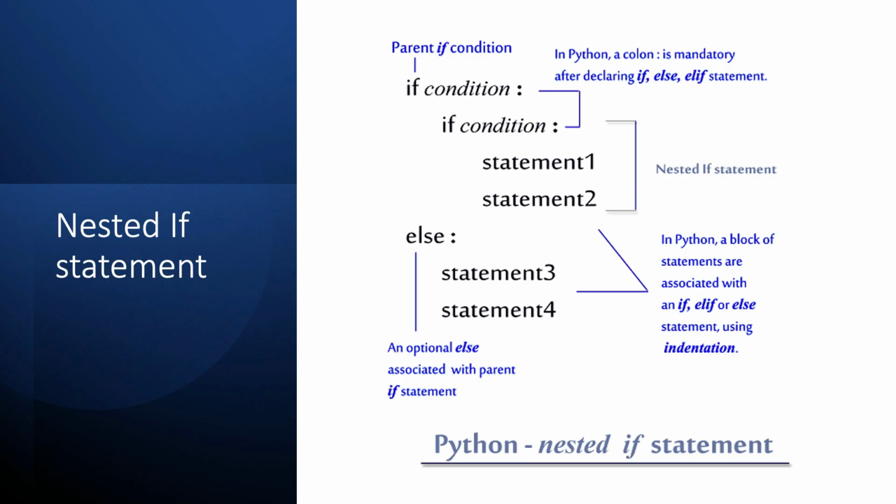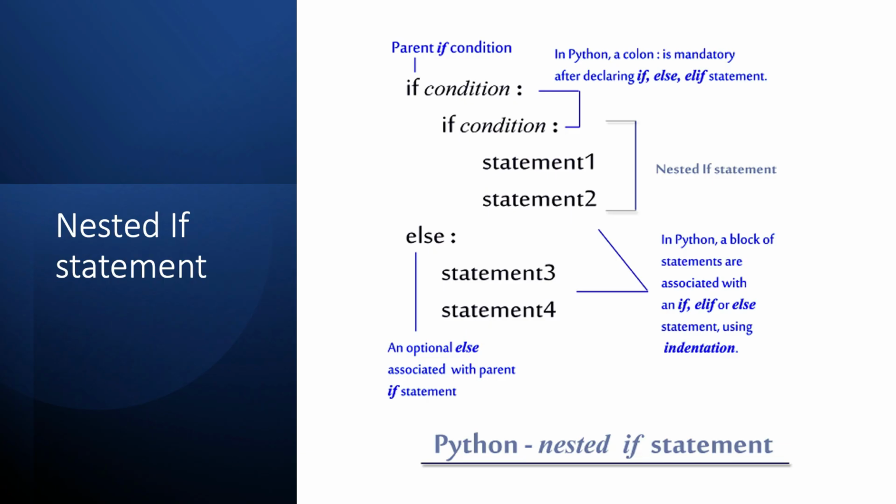We start with a parent if condition. This is our initial condition that we check using the if keyword, and as you know by now, in Python, after declaring an if statement, we must follow it with a colon. Now the colon indicates that the next indented block of code belongs to this if statement.